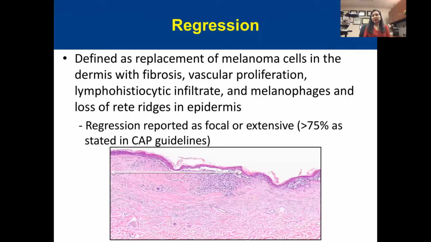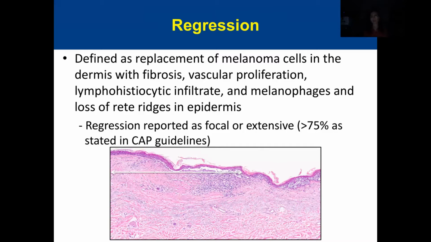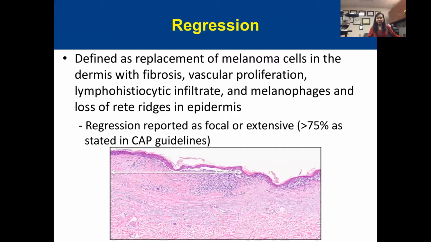Okay. Next one is the regression. Let me start with the definition because again, there is no well-defined definition, and usually we have a different approach. So the definition is replacement of melanoma cell in the dermis with fibrosis or vascular proliferation and or lymphovascular infiltrate, melanophages, and also the atrophic epidermis, basically loss of the Ricci ridges. Again, you don't need to have all these parameters to call something regression. Of course, you want to have at least 2 to 3 criteria to fulfill the definition of regression that I just mentioned. How to report that? You have to report focal or extensive. The cutoff is 75%. If it is more than 75, extensive. If less than that, it will be focal.